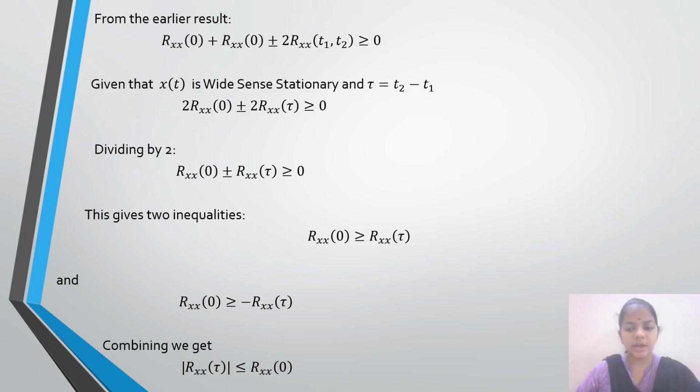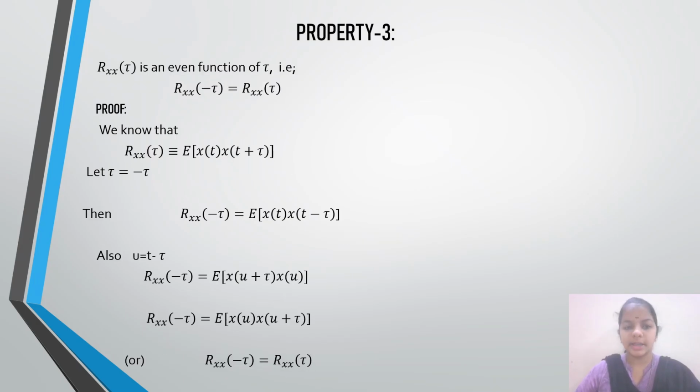Now I am going to discuss property number 3. Property number 3. Rx of tau is an even function of tau. That is Rx of minus tau is equal to Rx of tau. Proof. We know that Rx of tau is equal to expectation of x of t into x of t plus tau. Let us substitute minus tau in place of tau. Then we get Rx of minus tau is equal to expectation of x of t into x of t minus tau.